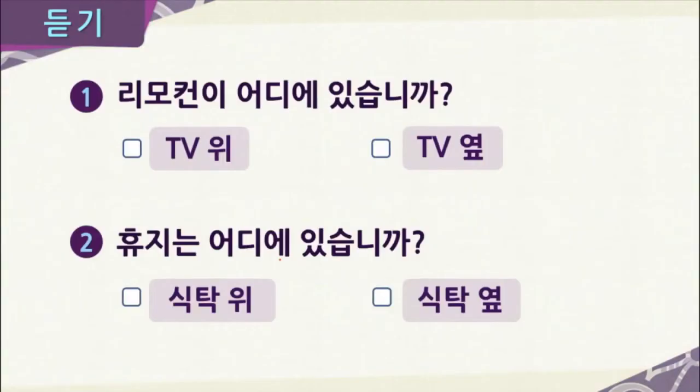Were you able to follow along in the conversation okay? Well, we will go ahead and look at a few questions to make sure that you were able to understand this conversation. Now, the first question here, question 1 asks, 리모컨이 어디에 있습니까? Or, where is the remote control? Our two answer choices here are TV 위, or on top of the TV, or TV 옆, next to the TV. Now, do you remember what was said in the conversation? Correct. The remote control is next to the TV, so the correct answer would be TV 옆.